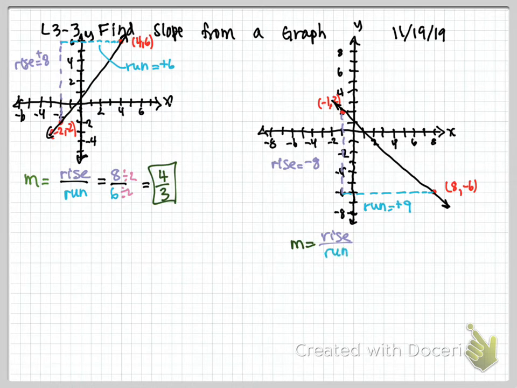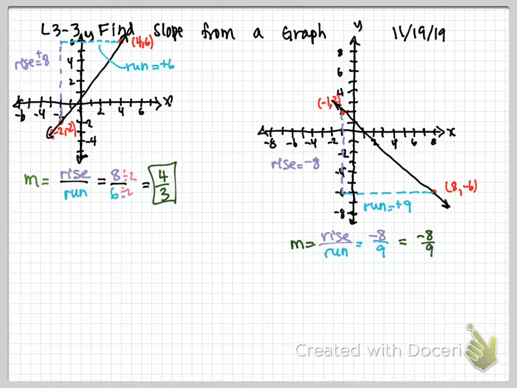And we're just going to pop the numbers in there. So the rise was a -8, and the run was a +9. And that would be my slope. I didn't write it over here. Just -8/9.